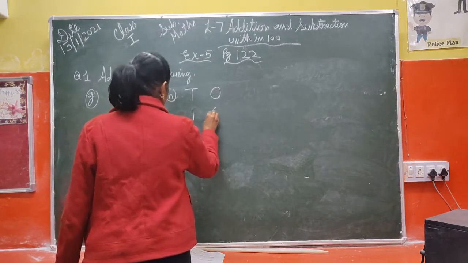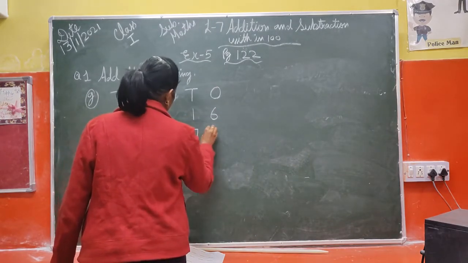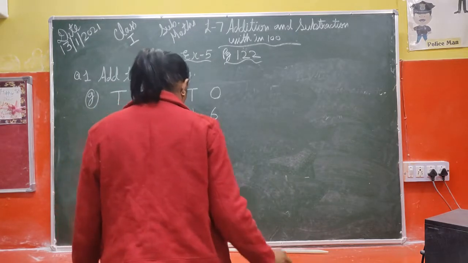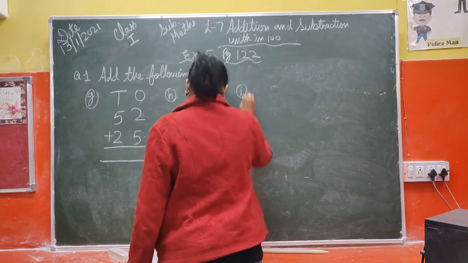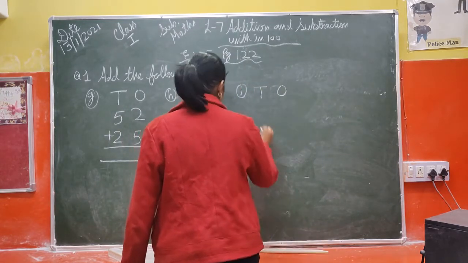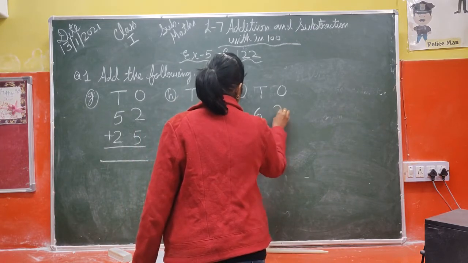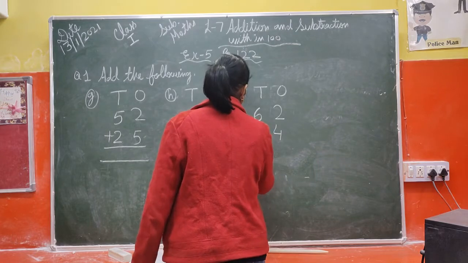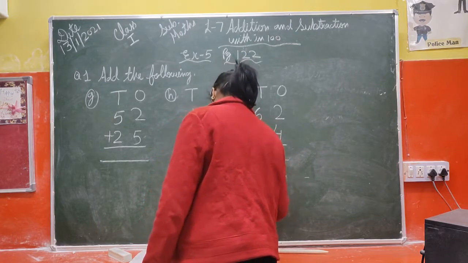1, 6, 16 and 7 to 72. 10 ones. 6 to 62, 3, 4, 34. Okay.